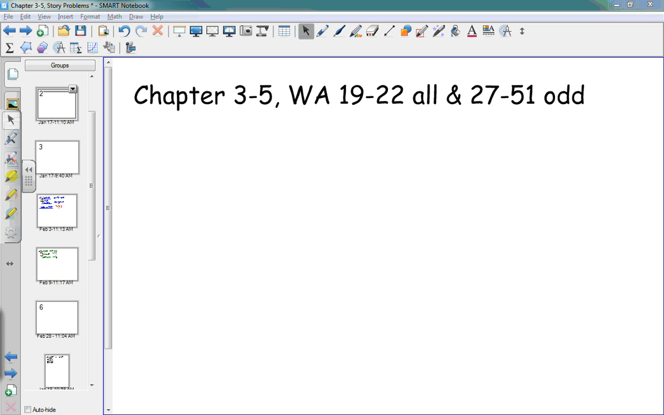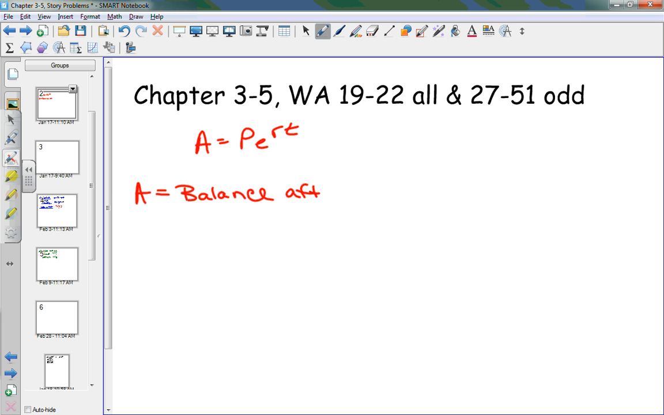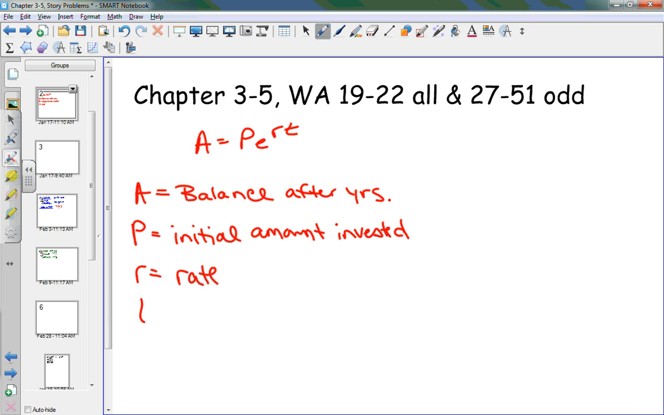I want to give something to you. A is equal to what? Your balance after so many years, correct? P is what? Initial amount invested. R is your rate, and T is your time. Everything centers around that level of formula because now I'm going to give you something else.